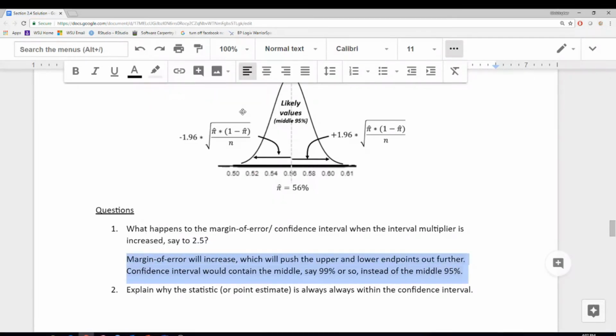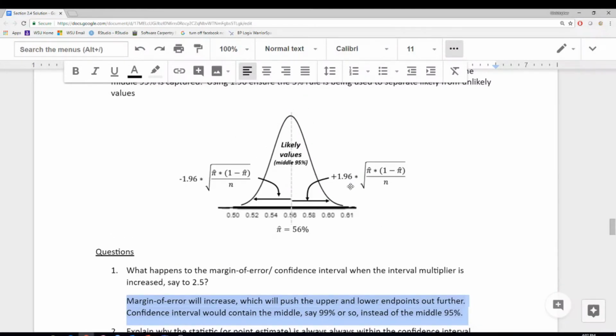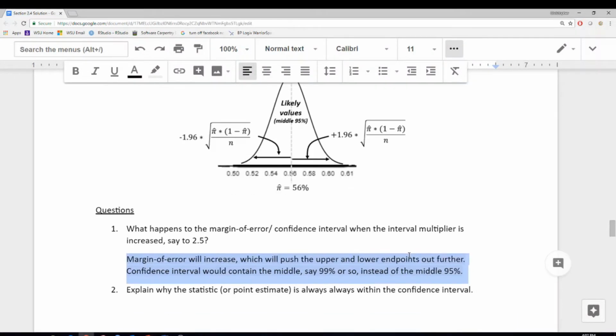Likewise, if we were to reduce the interval multiplier, so if we were to change this to a quantity such as 1.65 or so, that would bring this margin of error in a little bit. It would make the confidence interval a little bit narrower. And instead of the middle 95%, we might be going after the middle 90%. So a lot of textbooks and PowerPoint slides will talk about changing this interval multiplier. To be honest with you, everybody uses the 5% rule. So we're just going to leave those quantities at positive 1.96 and negative 1.96.